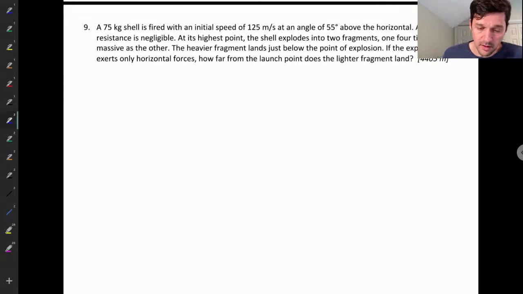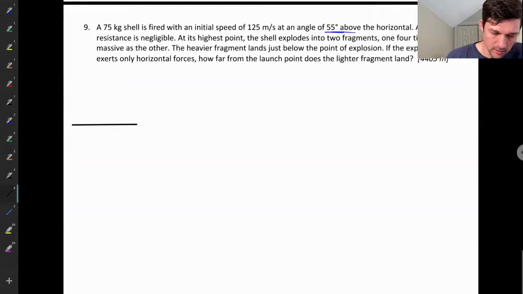It says a 75 kilogram shell is fired with an initial speed of 125 meters per second at an angle of 55 degrees above the horizontal. So it's going to be 55 degrees. Just draw a little diagram to give us something to look at. 55 degrees, a little bit steeper than halfway. So the angle is 55 degrees.